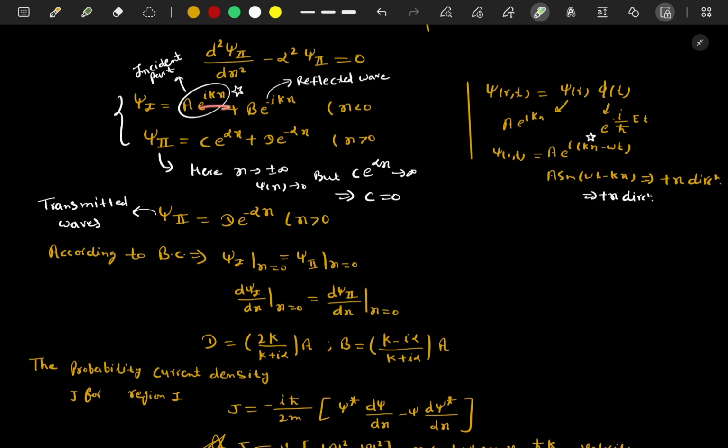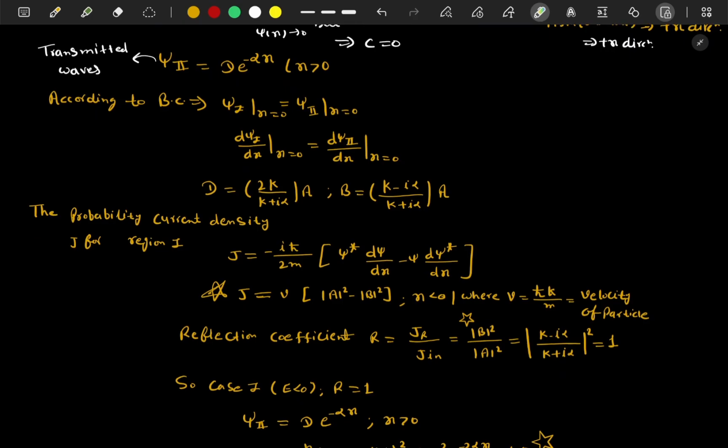From here we can have something to keep in mind: here x is positive, and when we write a sin(kx − ωt), kx and ωt are in opposite directions, so it will be in the positive direction. This is the incident wave. And here, with −ikx − iωt, both have the same sign, so it will be in the negative x direction. Negative x direction means it is reflecting back. Hope you understand what I just said.